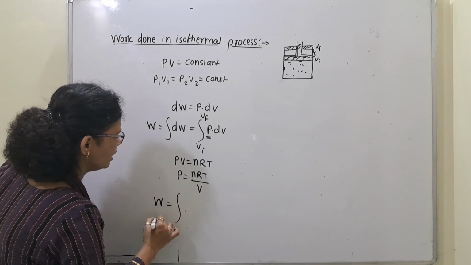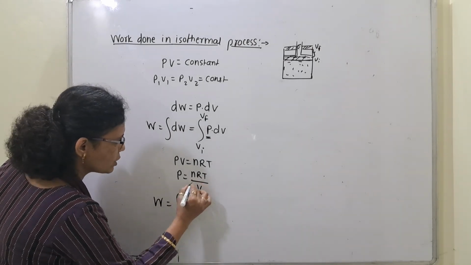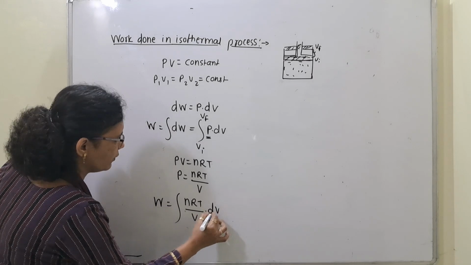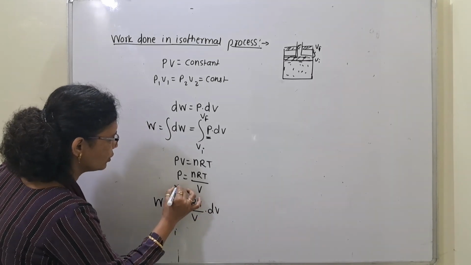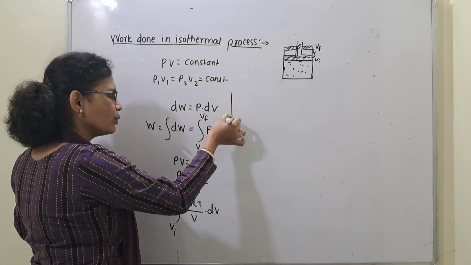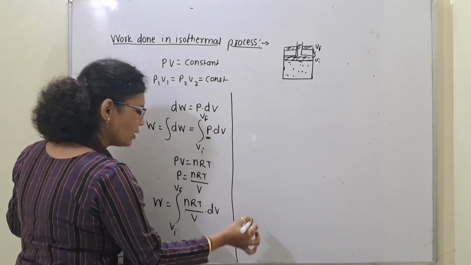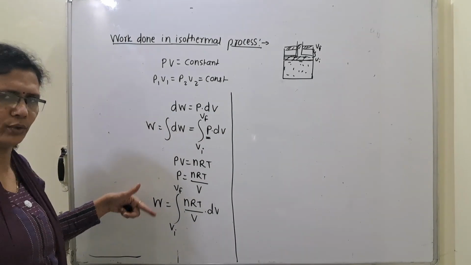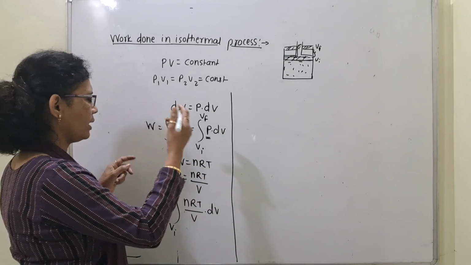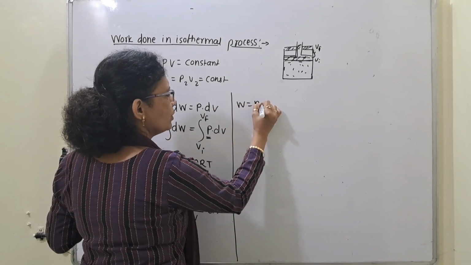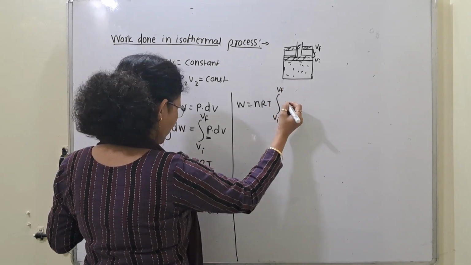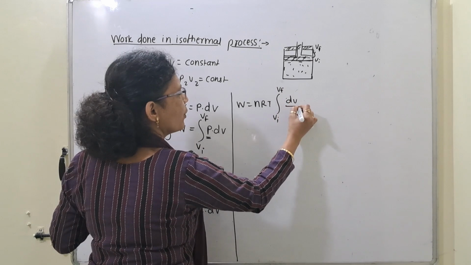W is equal to integration of P. In place of P, I will write nRT upon V into dV, from V initial to V final. Okay, work is going to be done for increase in volume from V initial to V final. Now this nRT is constant, so take it out. W is equal to nRT integration from V initial to V final of dV upon V.